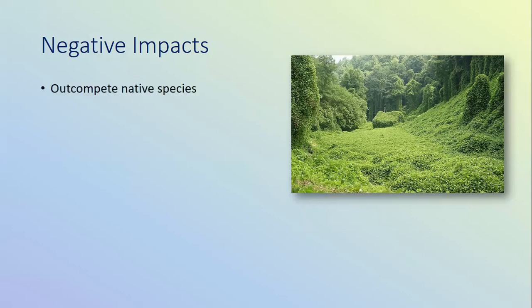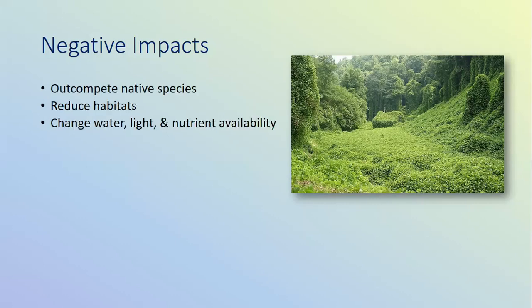Of course, they're outcompeting our native species. They reduce habitats. They change water, light, and nutrient availability. They're disrupting plant-pollinator relationships, especially if they're outcompeting a flowering plant and the flowers aren't there. That's especially a concern considering that 1/3 of our food supply requires plant-pollinator relationships in order for us to consume those.